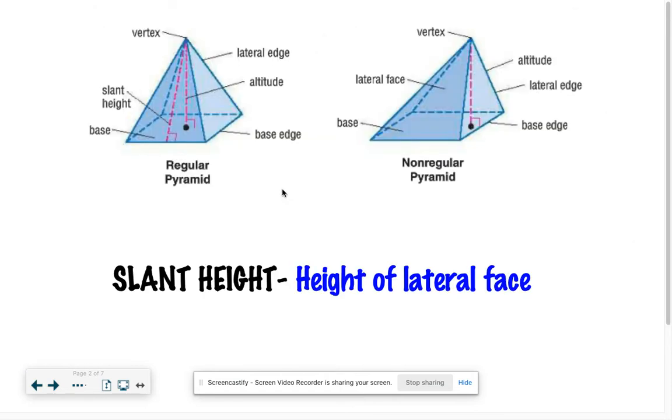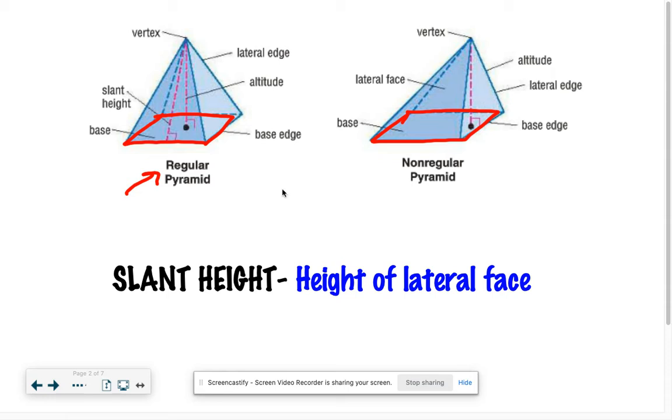So let's start by analyzing what a pyramid looks like and some things about it. So we have a regular pyramid and a non-regular pyramid. A regular pyramid would have a base that is a regular polygon. So like when we found areas of regular polygons, remember we took half the apothem times the perimeter, that would be like this guy here, okay? The bottom is a regular polygon, meaning all your sides are the same. Whereas a non-regular polygon is telling us that these are all different. All your sides are different.